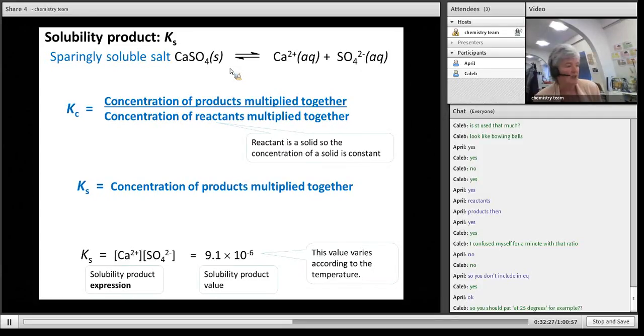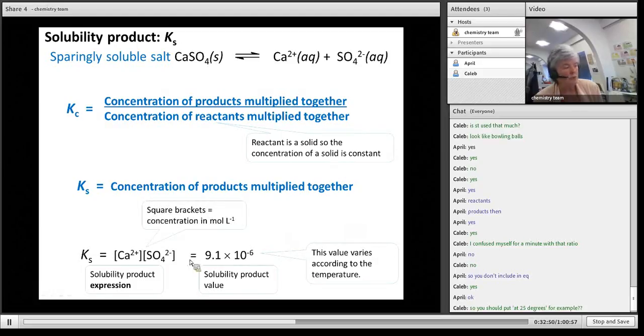So this value has to be quoted at 25 degrees. So when you get these lists of tables, it should say at what temperature it happens, because of course these things have been measured at all sorts of temperatures. The standard temperature is 25 degrees.